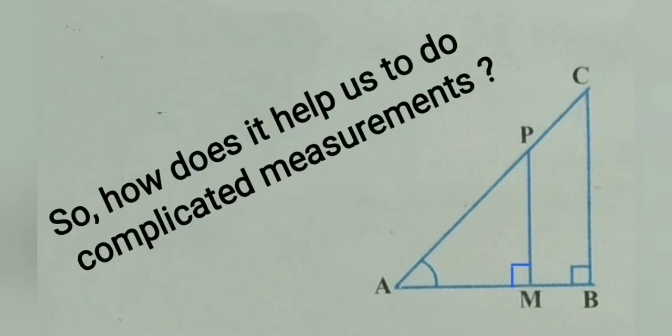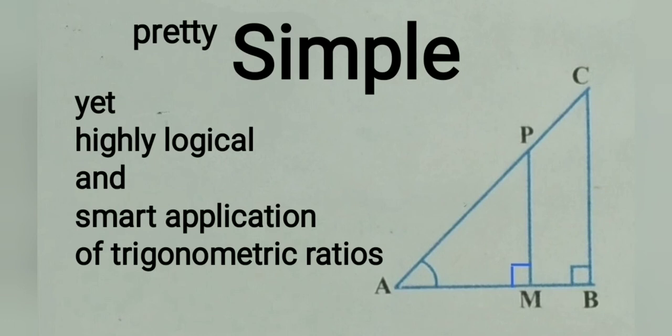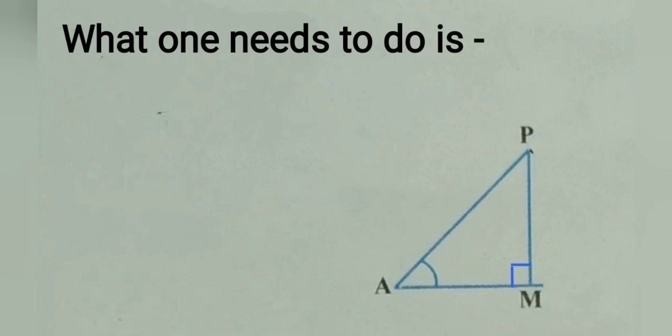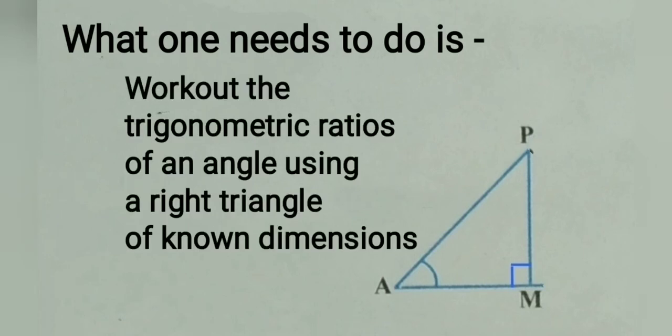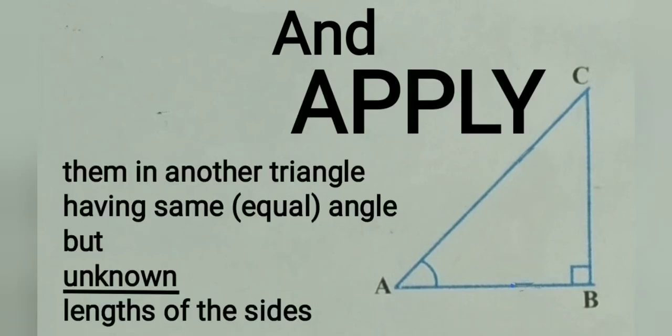So, how does it help us to do complicated measurements? It's pretty simple, yet a highly logical and smart application of trigonometric ratios. What one needs to do is work out the trigonometric ratios of an angle using a right triangle of known dimensions and apply them in another triangle having an equal angle but unknown lengths of the sides.